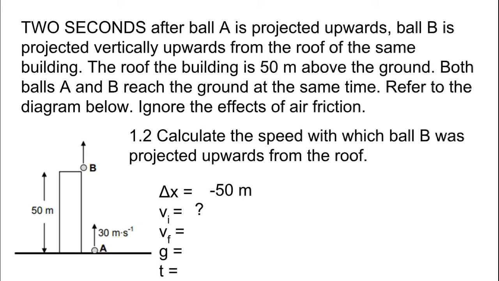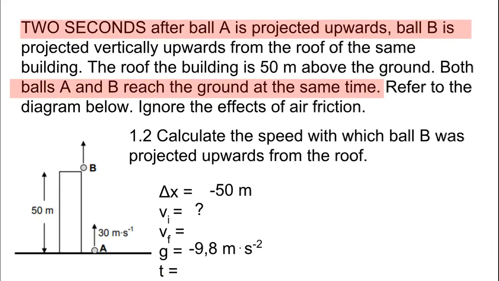Now it comes to the difficult part, the information that is not so obvious. The first piece of information that is not too difficult is to determine the value of g. Again, g is going down. I chose up as positive, so therefore my value for g will be minus 9.8.